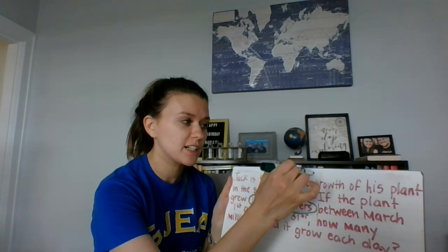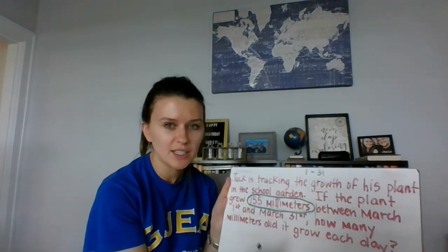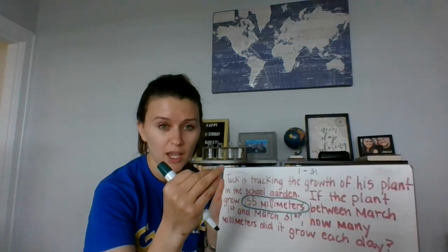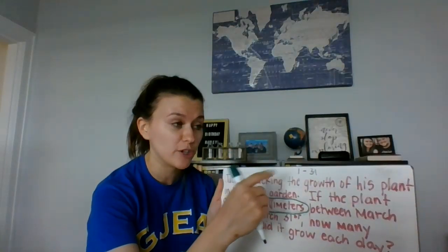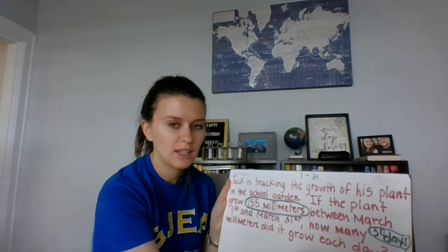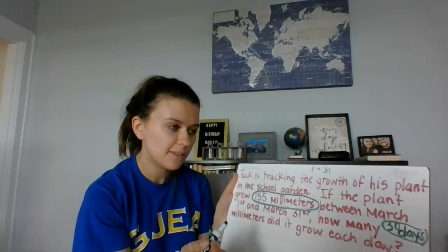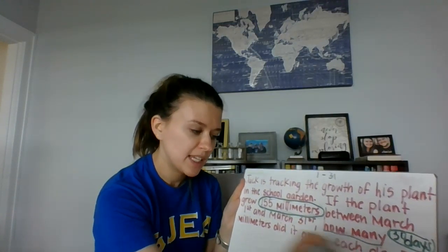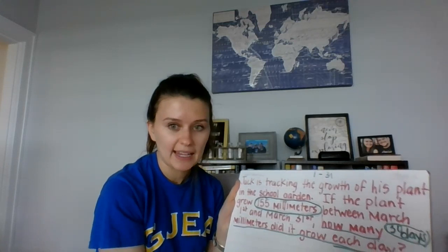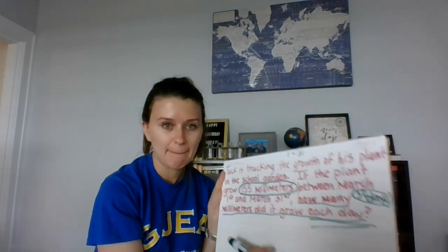Well, between the 1st and the 31st, there's 30 days in between there. That's the difference between 1 and 31. When you're finding the difference between two numbers, you subtract. 31 minus 1 is 1. Or, sorry, 30. Oh, man. So I'm going to write that that's 30 days. Okay. And I want to find out how many millimeters did the plant grow each day? So every single day.